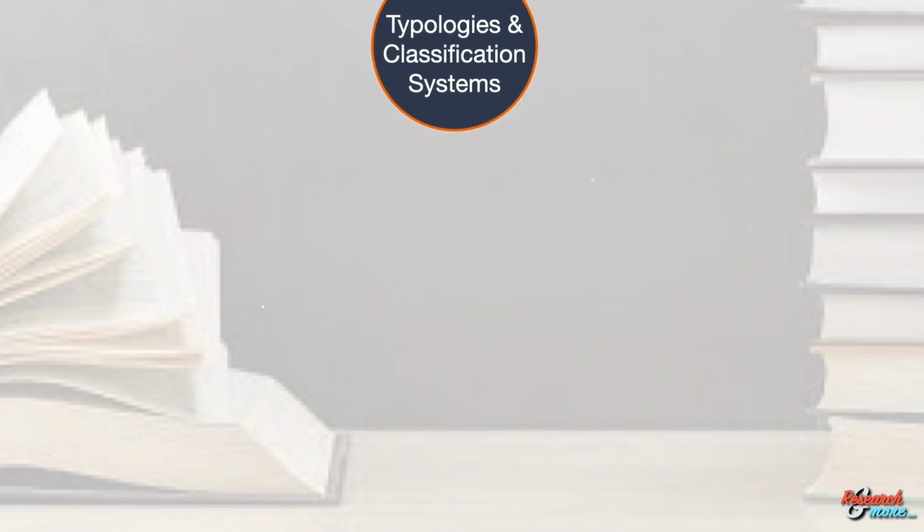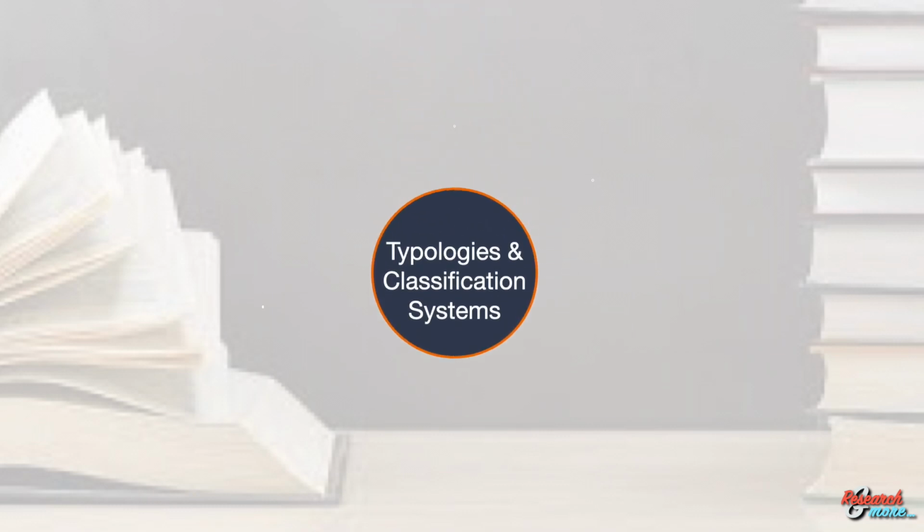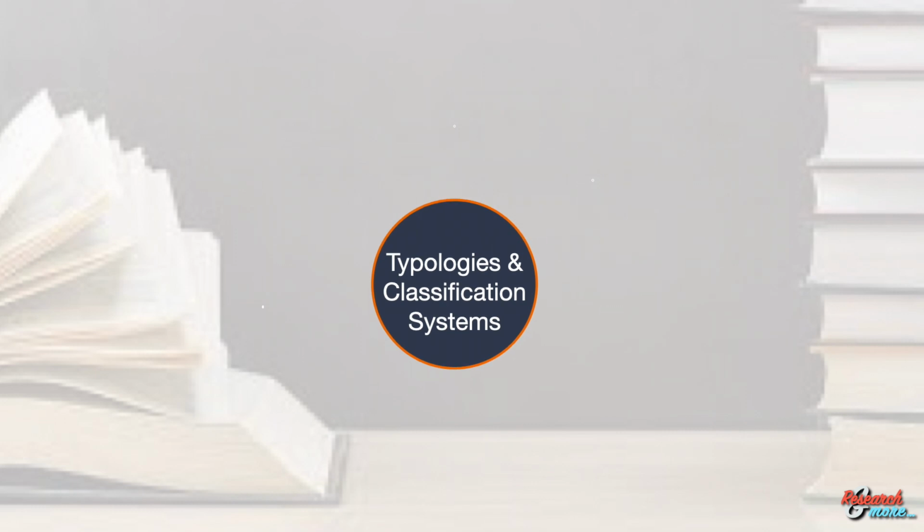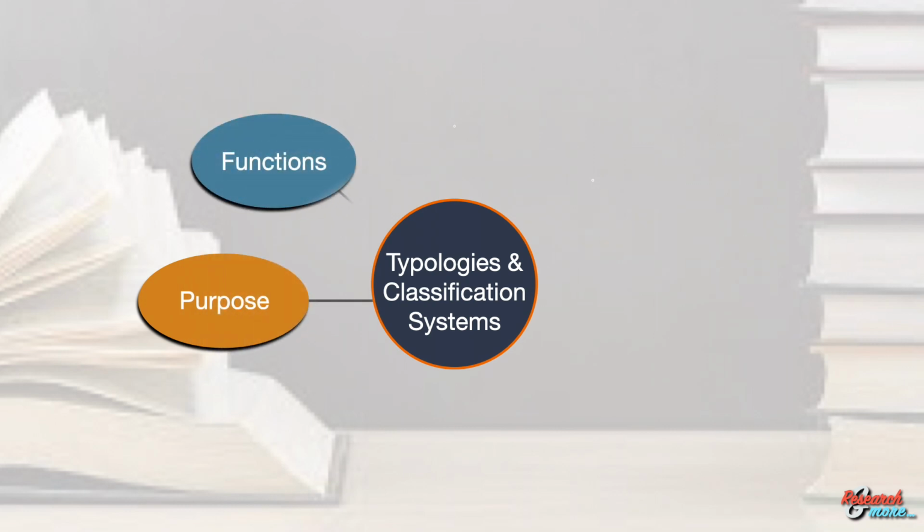Due to the various definitions of what constitutes a theory adopted by researchers, theorists use typologies and classification systems to describe the types of theory in the context of purpose, functions, boundaries, and goals.